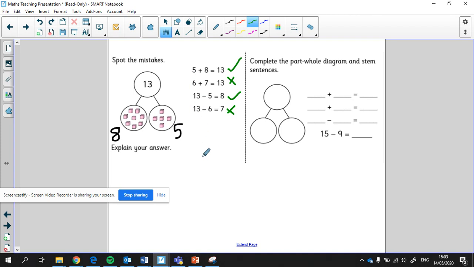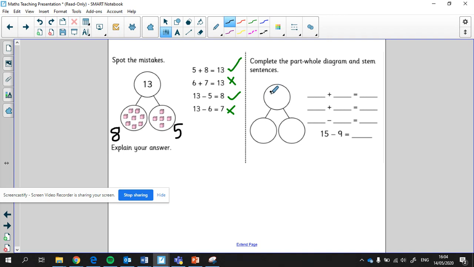Looking at the same 3 numbers they're shown in the part whole diagram to make 4 different number sentences, 2 addition and 2 subtraction. So let's look at this one and think about what we know. Complete the part whole diagram. They've called these stem sentences. We can also think fact families are 2 addition and 2 subtraction sentences.